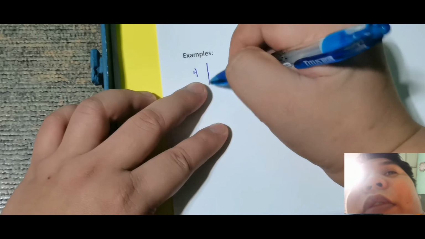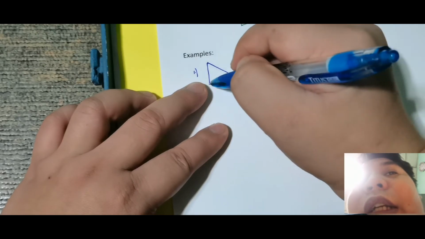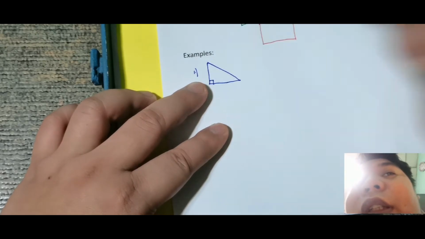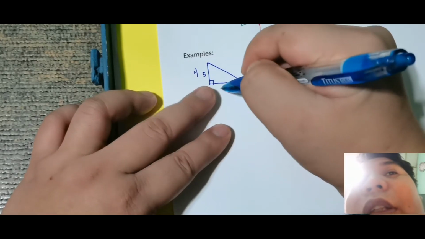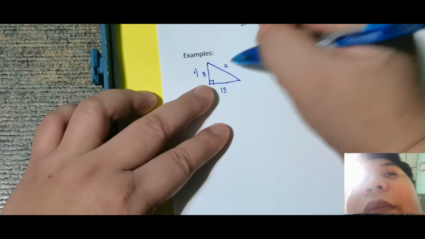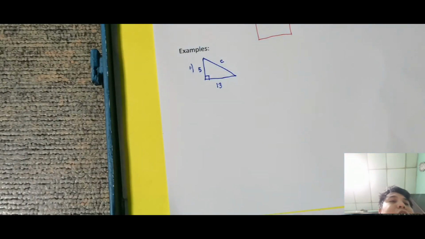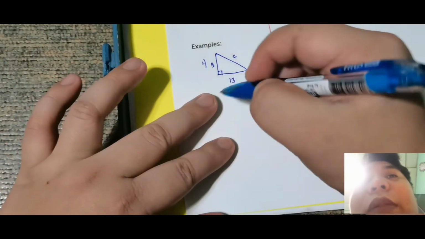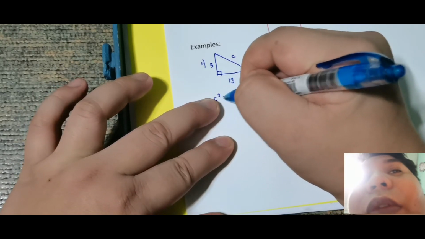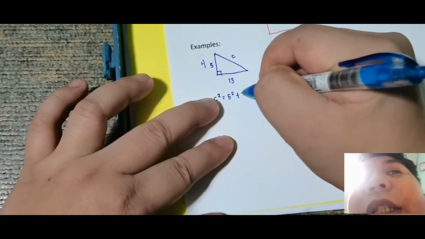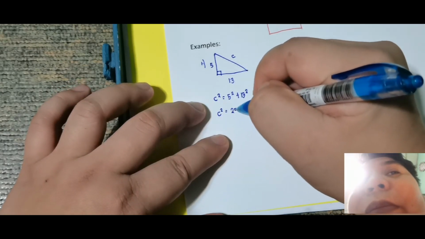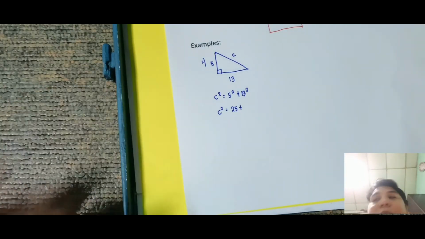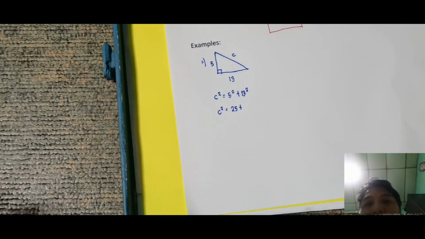Let's say ito yung unang triangle. Ito yung ating right angle. Let's say ito ay 5, ito ay 12, tapos ito ay C. Hindi ko lang madrawing nang maayos. Paano hanapin yung value ng C? Since hypotenuse yung nawawala, C squared is equal to 5 squared plus 12 squared.